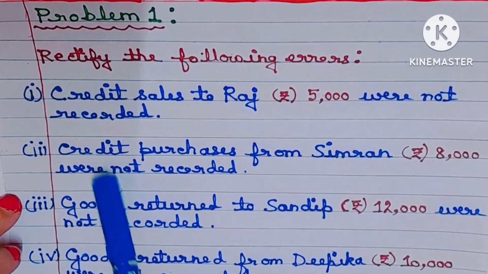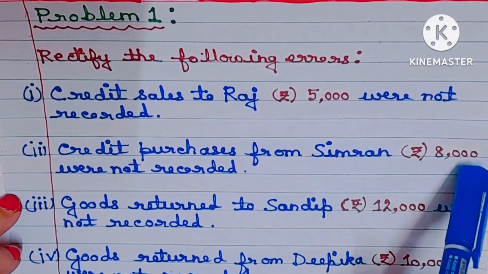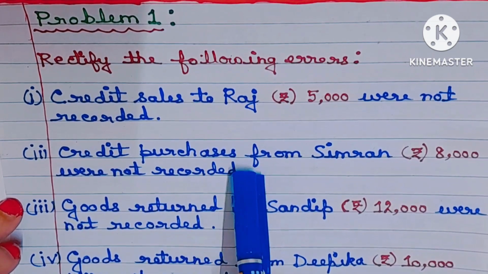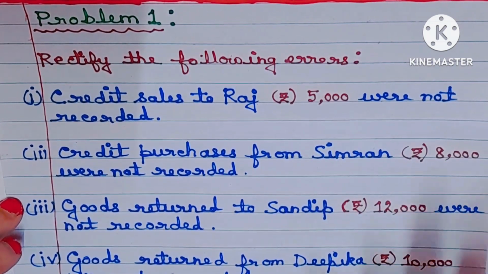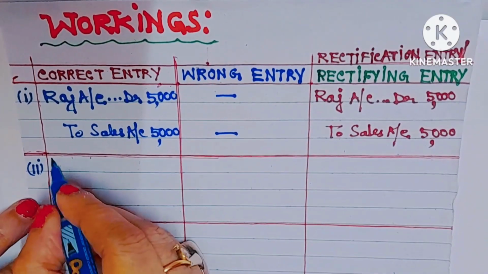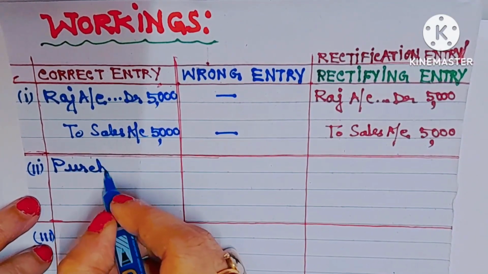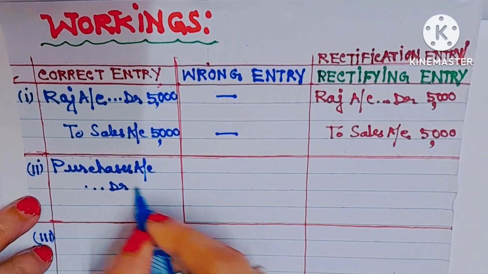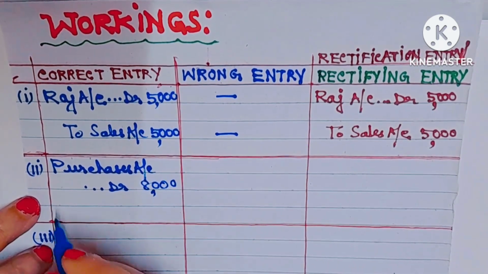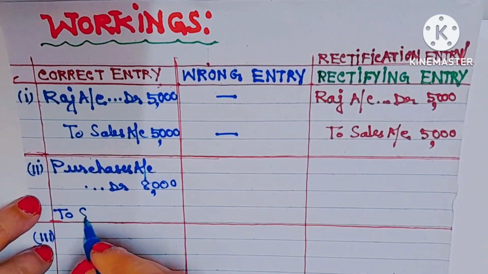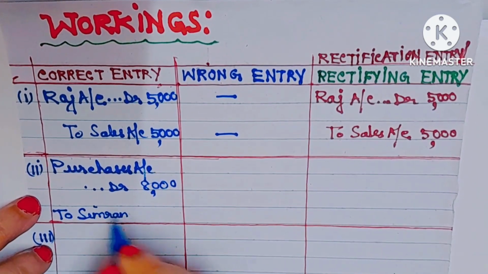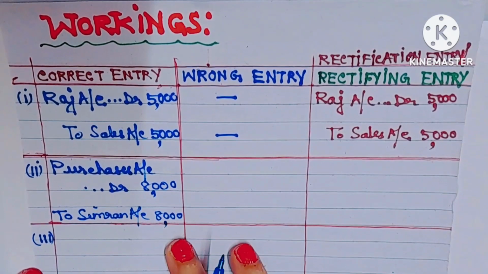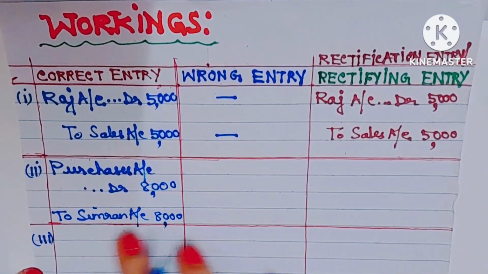Understood? So which is the correct part? Credit purchases from Simran rupees 8000. Stop here, this is the correct part. Okay, so purchases account debit to Simran account. Okay, 8000. So let's write the correct entry. Purchases account debit 8000 to Simran account credit 8000. Understood? This is the correct entry. Purchases account debit 8000 to Simran account 8000.